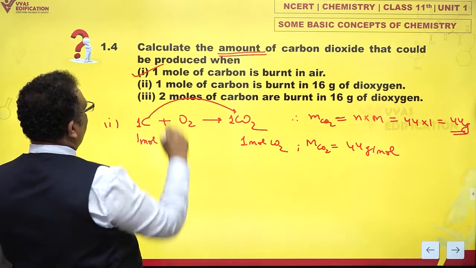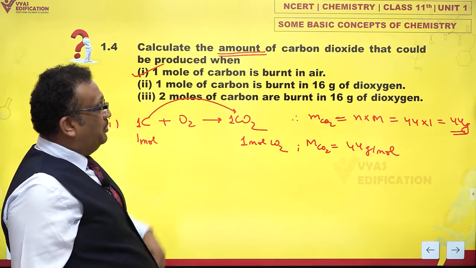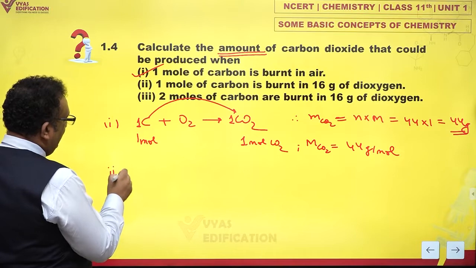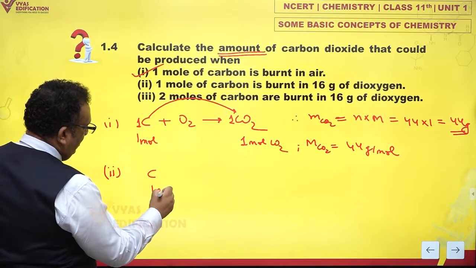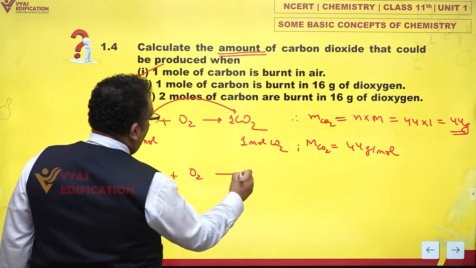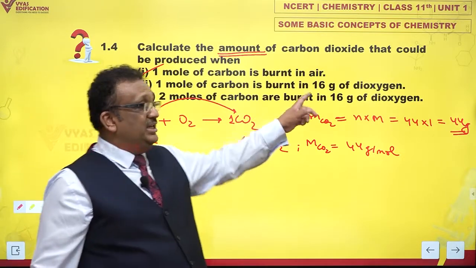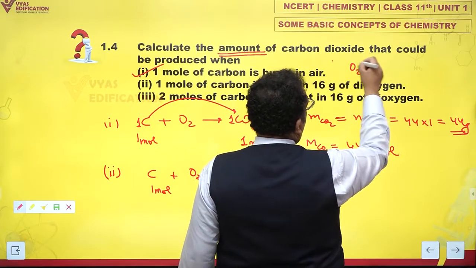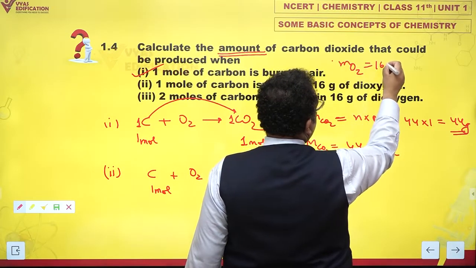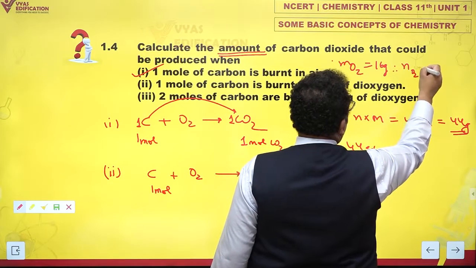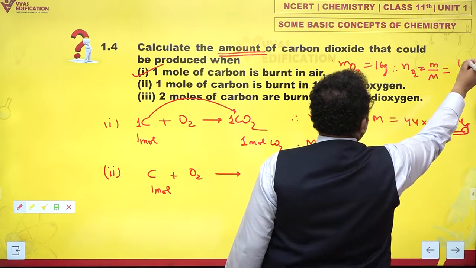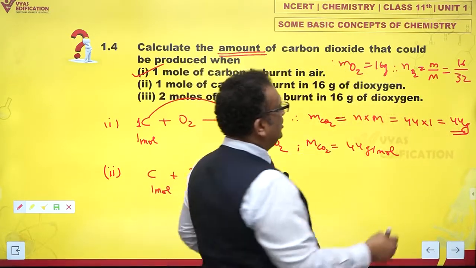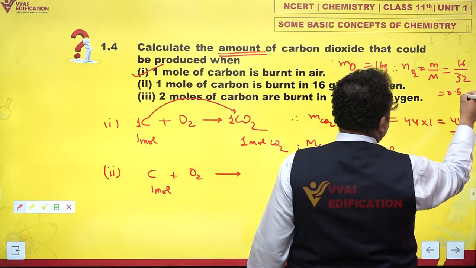So I would get 1 mole of CO2 or 44 grams of CO2. Right? Now the second part: 1 mole of carbon is burnt in 16 grams of dioxygen. So if I have carbon 1 mole, and O2, and I am told this is 16 grams. Now mass of O2 is 16 grams. Therefore moles of O2 is mass by molar mass, 16 by 32, and molar mass of oxygen is 32. So this comes out to be 0.5 moles.